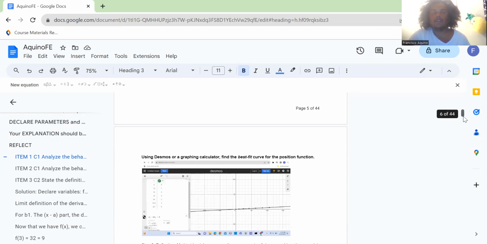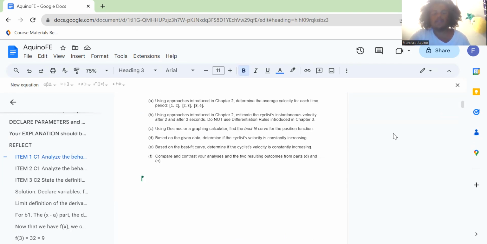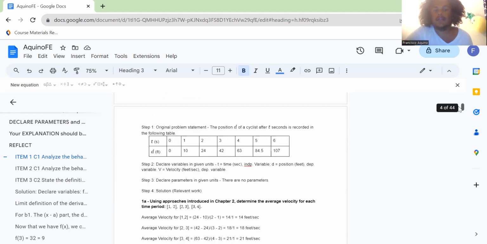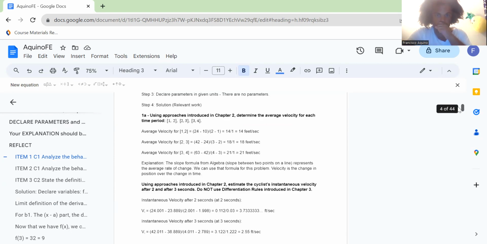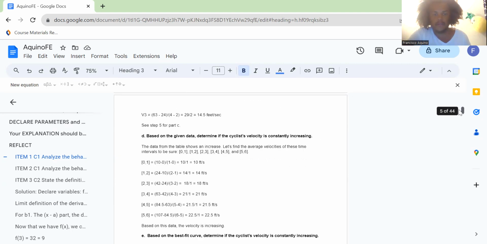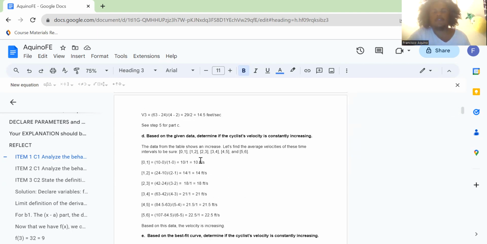Then for parts D and E, it asks, based on the given data, determine if the cyclist's velocity is constantly increasing. Based visually, we can see that it is. Then we can also go down to our calculations, to see that it is increasing as well. Here's the average velocity for the data table. You can see that there's a general increase. So numerically, it's correct that the velocity is increasing.